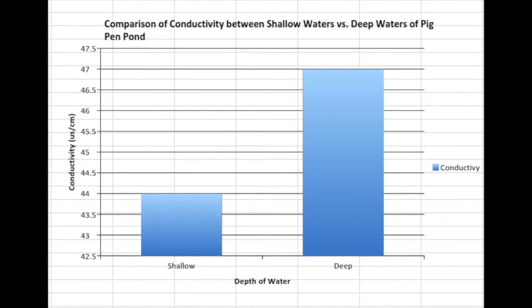Yeah, we tested the conductivity last, and what we found was that they were pretty similar in the shallow and deep areas. In the shallow area, it was 44 microsiemens per centimeter, and in the deep area, it was 47 microsiemens per centimeter. And this is actually really interesting because the optimum range for conductivity is from 150 microsiemens to 500 microsiemens per centimeter, and this is way below that. So even though there's very little dissolved ions, it's not suitable to sustain diverse aquatic life.